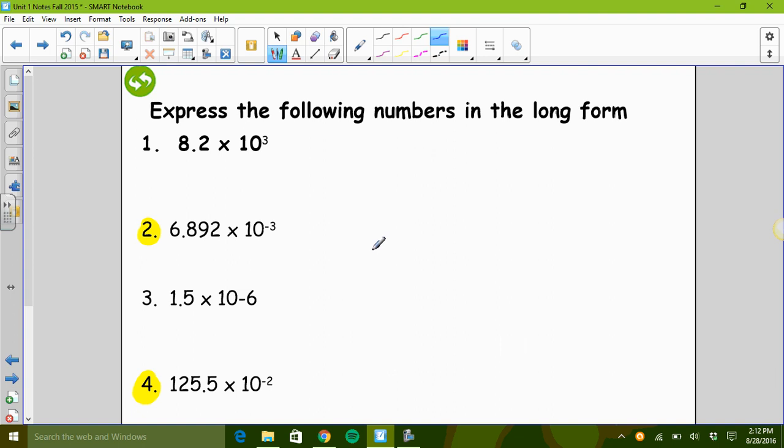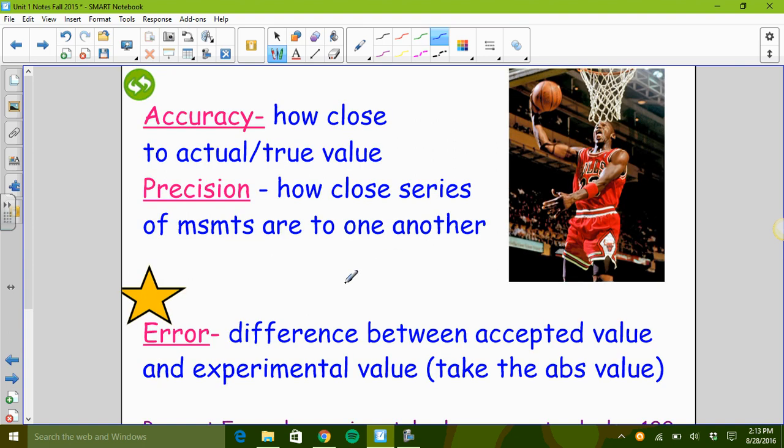All right, so I will do one of these for you. If you want to pause the video and do it yourself, that would be great. All right, looks like we're back. So if you're going to be writing this in long form from scientific notation, the only thing you need to do is take the decimal point back the number of times that this exponent says. Because it's negative, that's the direction we're going back. 1, 2, 3. And so that would be 0, 0, 6, 8, 9, 2. So that's 0.006892. All right, so we're probably okay with scientific notation. If you need to review that, please come to tutoring.